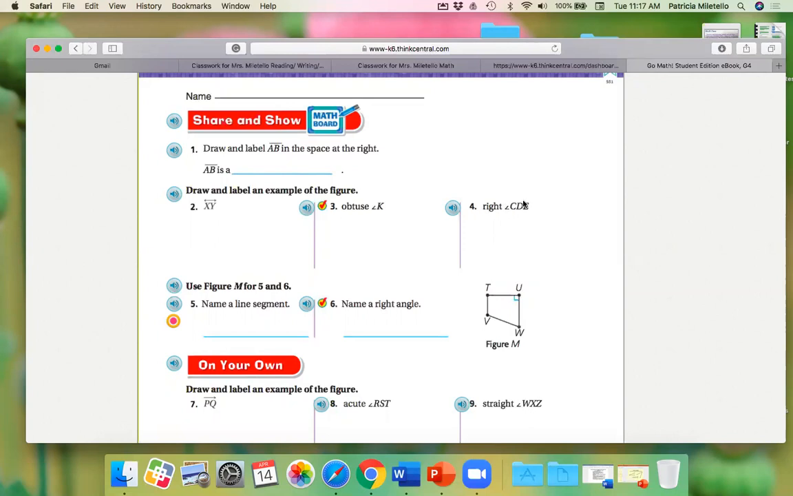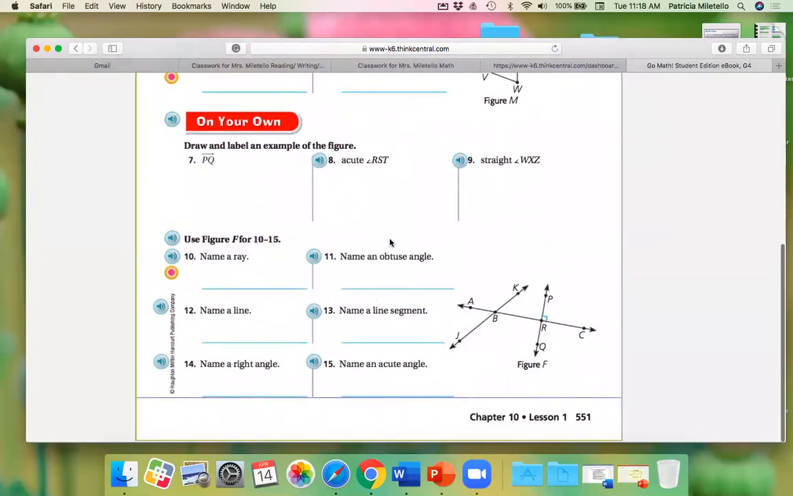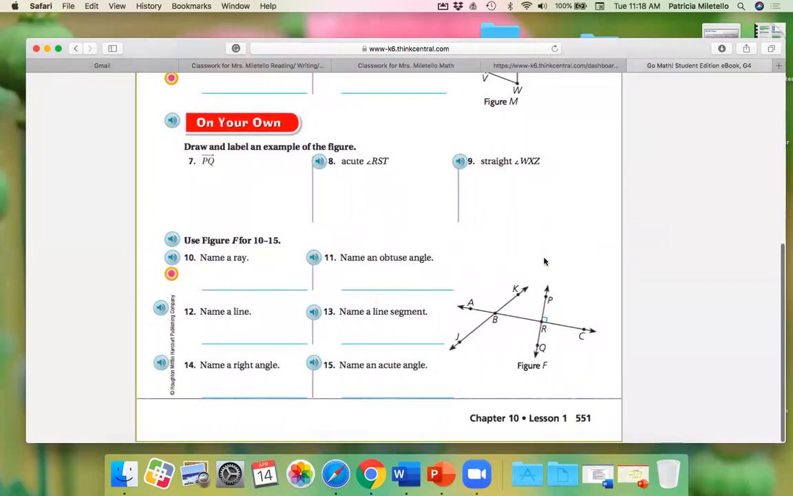Okay, here they gave you all 3 letters that make up this right angle. So that one has D as the vertex, but C is on one of the rays that make up that right angle, and E is on the other ray that makes up that right angle. Over here below, you're going to use this picture right here to answer these 2 questions. Okay, as you move down, you're drawing some more things here. Over here, you're using this figure F, this picture over here, to find these different things on this figure, okay?